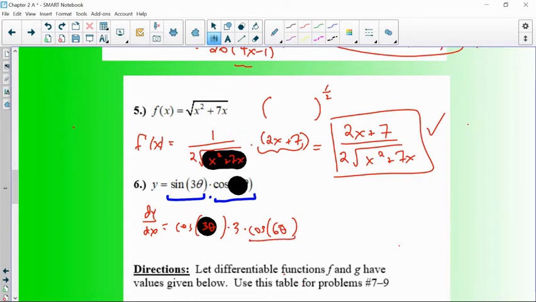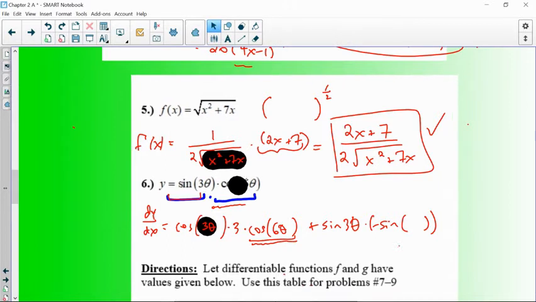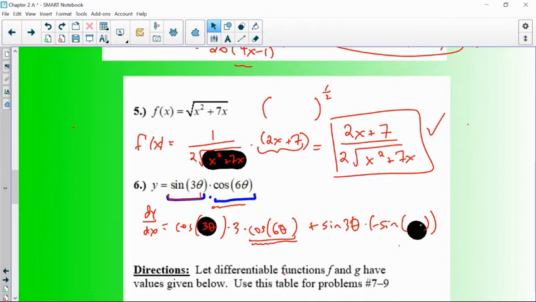I'm just leaving it. Remember, product rule says take turns. Do the derivative of one, leave the other alone. So this part right here does not need a chain. Plus, now leave sine alone. So sine of 3 theta stays alone. No chain rule because, again, we're not doing the derivative of that part. But now the derivative of cosine, which is negative sine of that thing. And again, what was that thing? That thing was 6 theta. So that goes there.